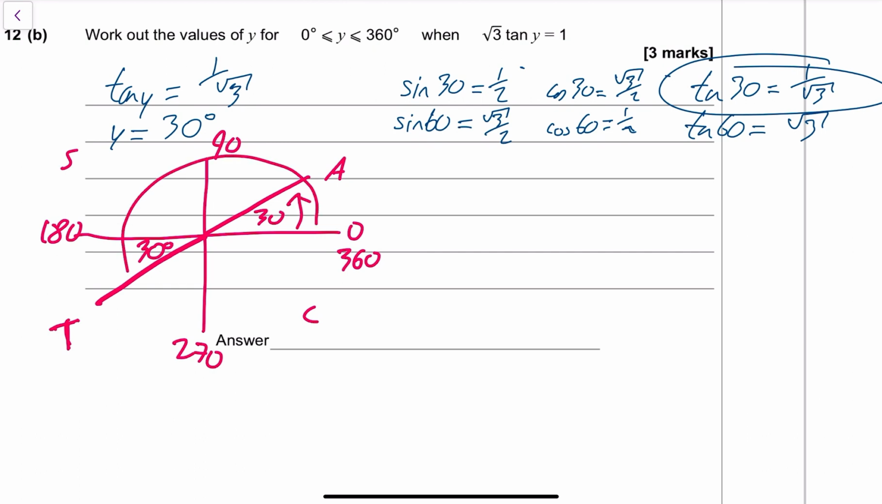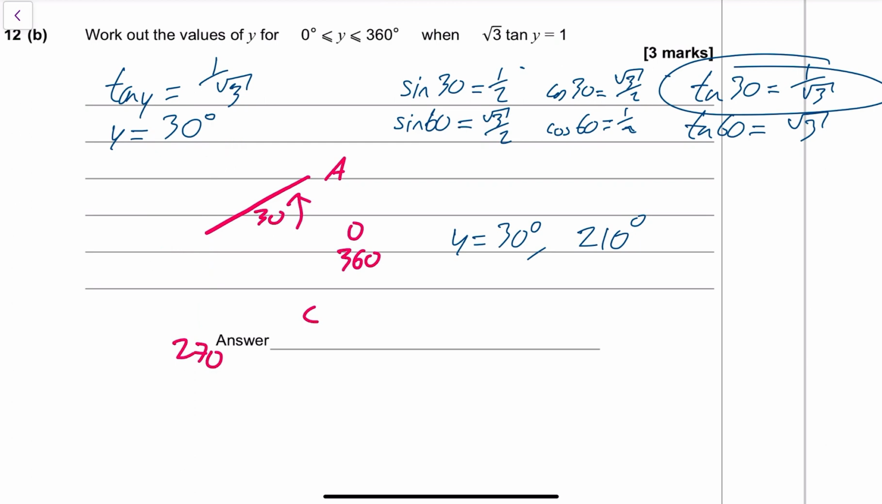So 30 degrees is one of my answers, and also round to here, that's going to be 30 beyond 180. So my answers are y is equal to 30 degrees, or y is equal to 30 beyond 180, which is, wrong, I can't count, 210 degrees. Okay, so there's how you use your CAST diagram. I think that's a really easy way of doing it. Right, the other way of doing it then is using your trig graphs.